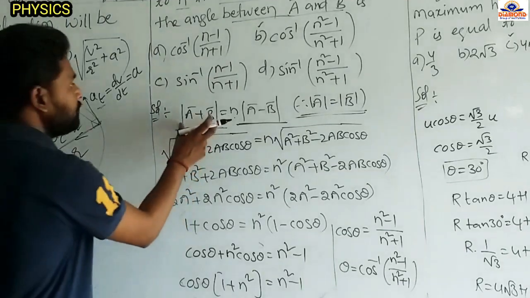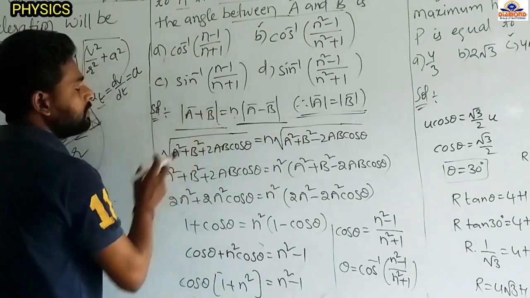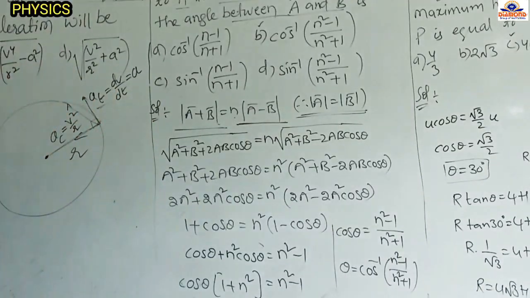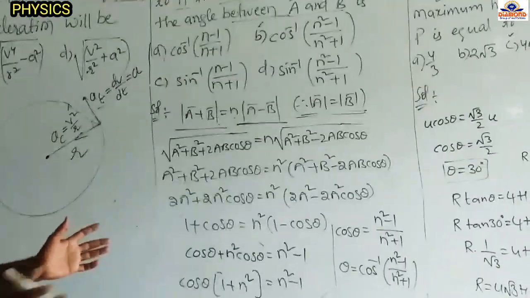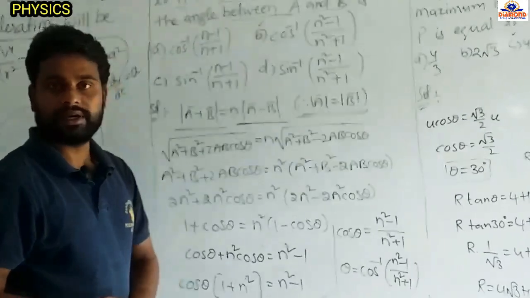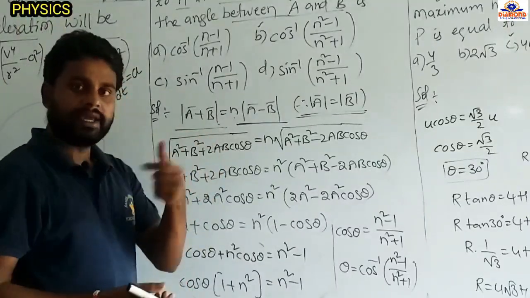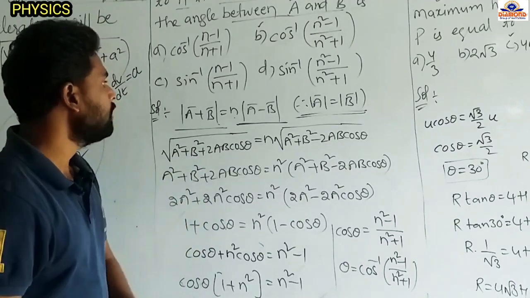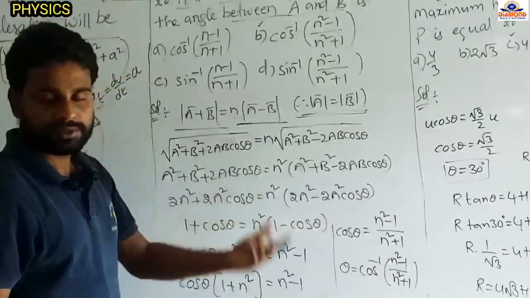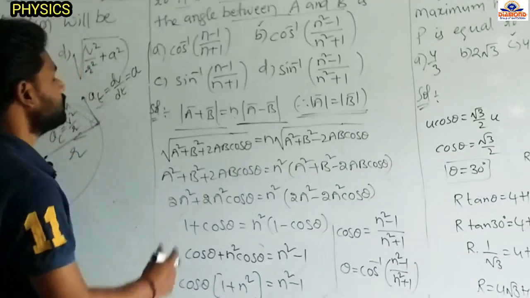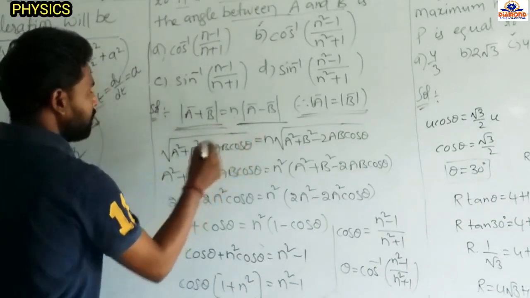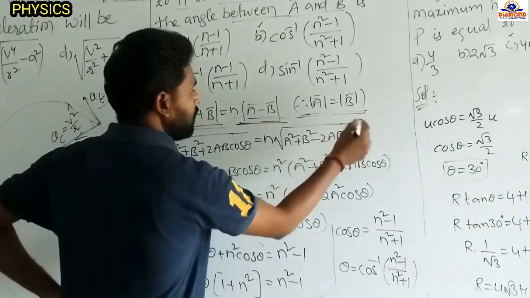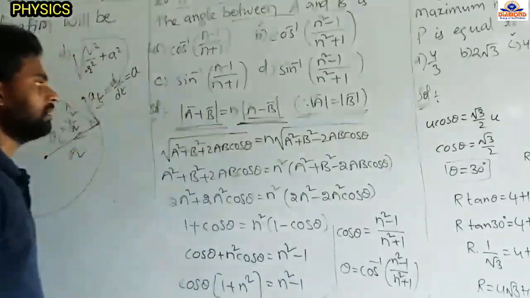So now the magnitude of the sum of these two vectors and the magnitude of the subtraction of two vectors we have to find. Already we know the formula: two vectors a and b making some angle theta, then the resultant is a square plus b square plus 2ab cos theta, and for subtraction, a square plus b square minus 2ab cos theta. So the magnitude of this one is square root of a square plus b square plus 2ab cos theta, equal to n into the magnitude of this one, square root of a square plus b square minus 2ab cos theta.